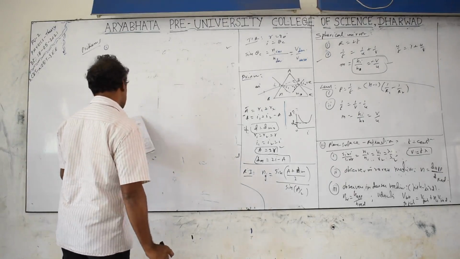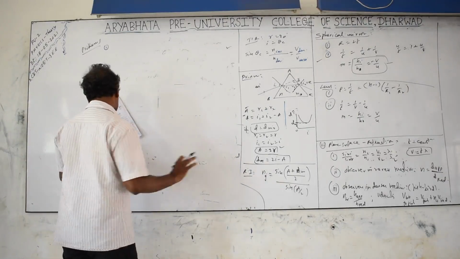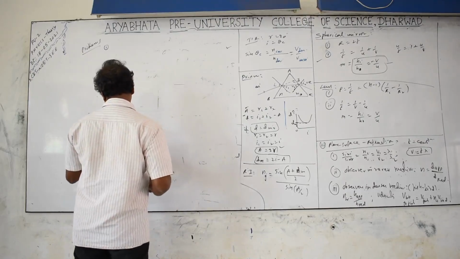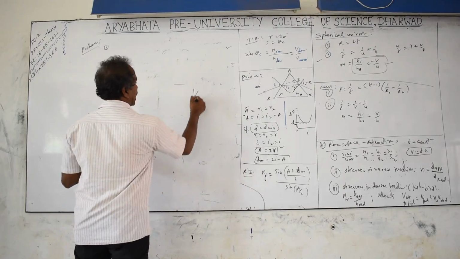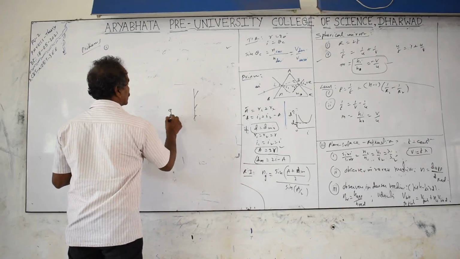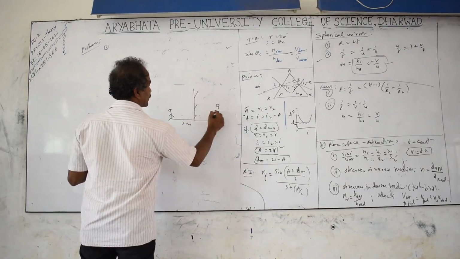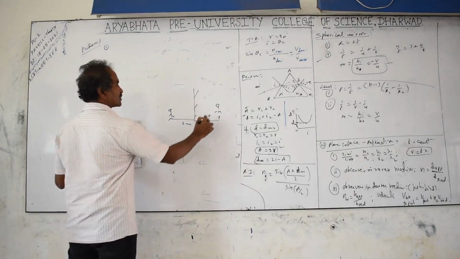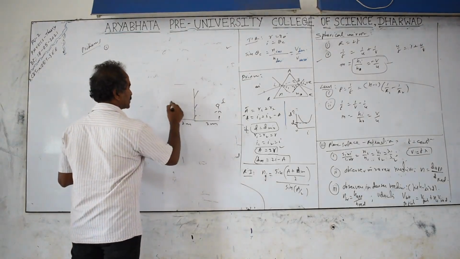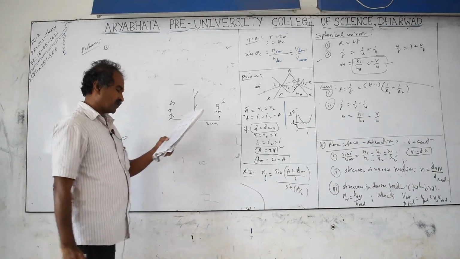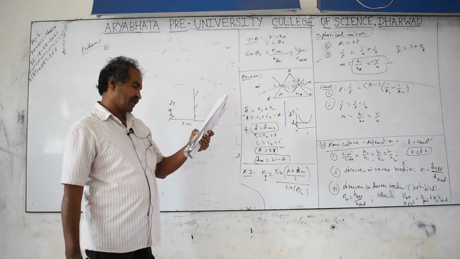Next, the second question. This is not a problem, so we can directly work it out. A person stands at a distance of 2 meters from a plane mirror. What is the distance of the image? Image distance equals object distance, so the image is also at 2 meters, provided it is a plane mirror. The focal length of a plane mirror is infinity.